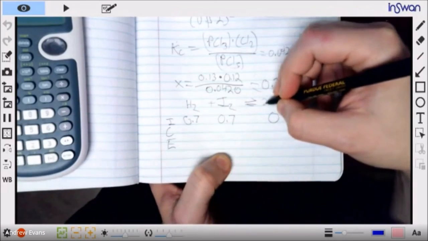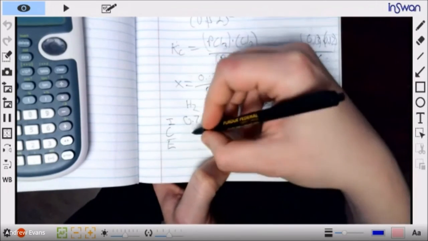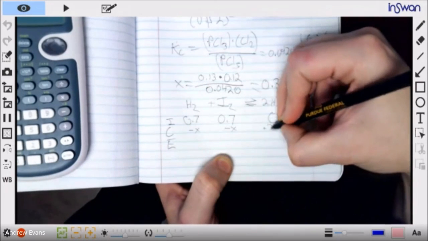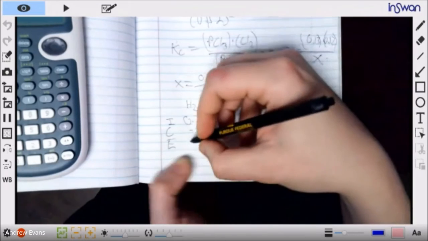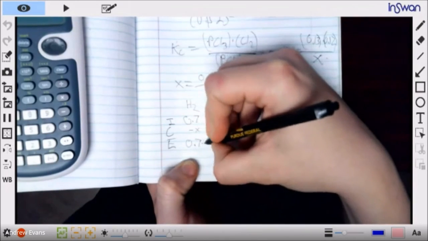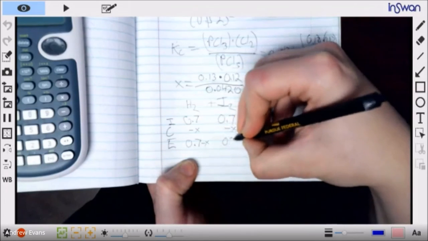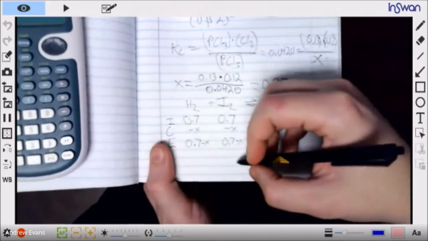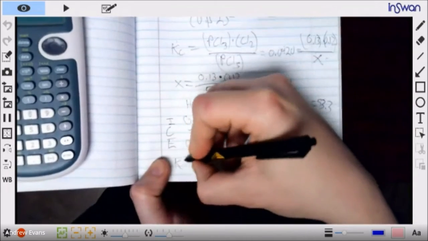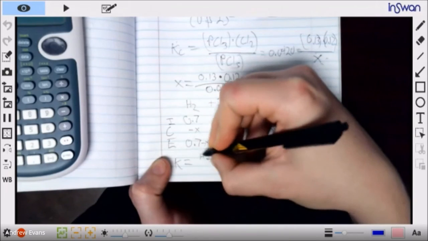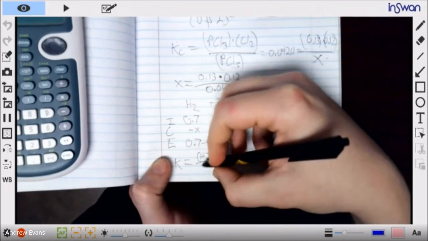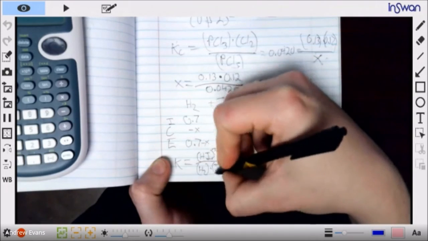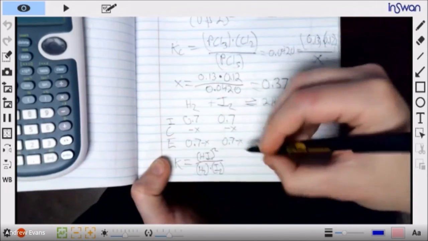So this is going to be minus x. This is going to be minus x. This is going to be plus 2x. So 0.7 minus x, this is 0.7 minus x, and this is going to be 2x. So we have our K. K is equal to HI squared over H2 times I2. So this is quite a doozy. Plug these values in. What do you get?